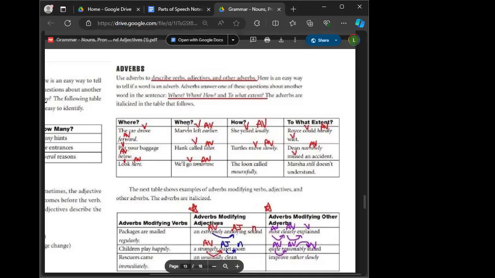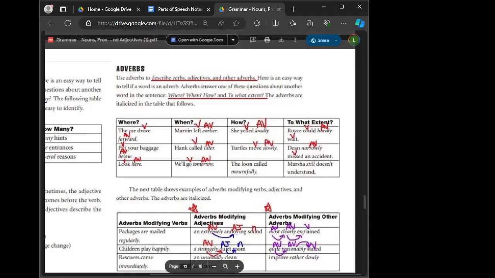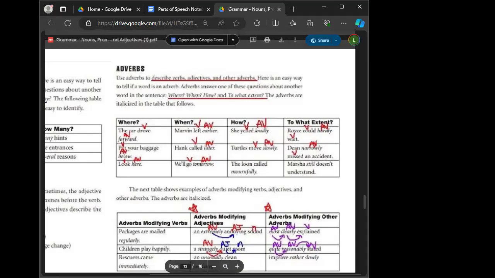And then Marvin left when is answered by earlier. So earlier is an adverb describing when Marvin left. Hank called later. So if we ask Hank called when, that's answered by later. And then we'll go when is answered by tomorrow. Okay, and so tomorrow is answering when we will go. Okay, and then she yelled loudly. So how did she yell? That's answered by loudly. So it means that loudly is an adverb.